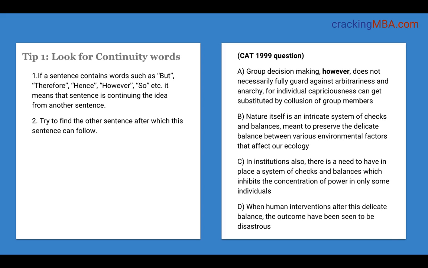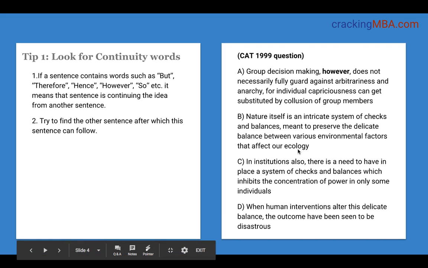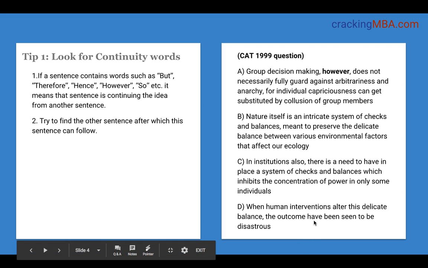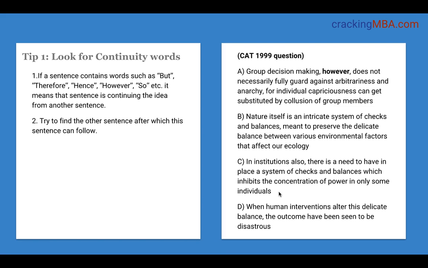So clearly here we can see that option B starts as a good starting point. Nature itself is an integrated system of checks and balances. And we can see in option A the connecting continuity word, however. So however is referring to something from another one of the sentences B, C, and D. Group decision making, however, is in contrast to another statement which is talking of individual behavior, which is option C.